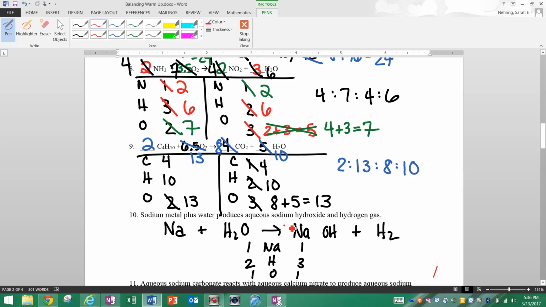So what if we add a 2 over here? That'll give me 2 sodiums, and then 2 oxygens, and then 2 plus 2, I've got 4 hydrogens. And then over here, if I put a 2, that'll give me 4 hydrogens, and then 2 oxygens. So yay, my hydrogens and oxygens are balanced. And then I need my sodium to be balanced, so let's do this right here. So there's an example of writing a balanced chemical equation from words.